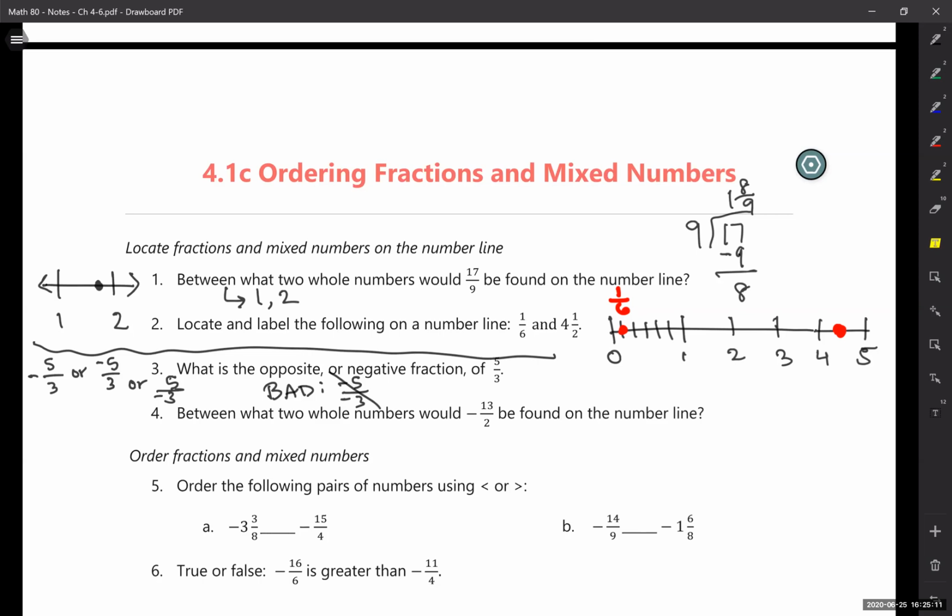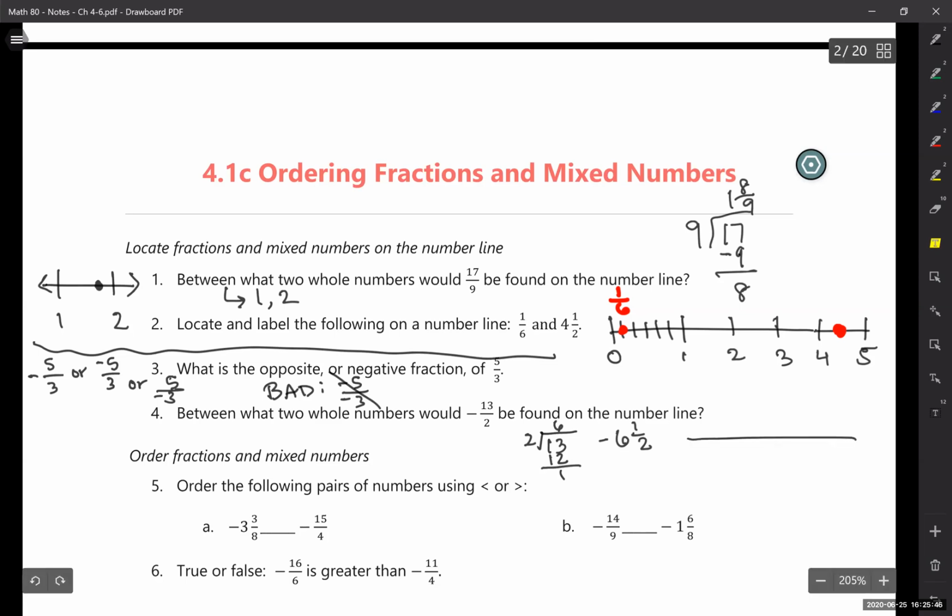Okay, one last number line problem. Between what 2 whole numbers would -13/2 be found? So just like the first problem, we're going to divide to get that mixed number. I'm not going to worry about the negative right now. There's one negative in the problem, so the answer will be negative, and I'll bring that into the answer. So 2 goes into 13 6 times with 1 left over. So we have 6 1/2, and that's a negative.